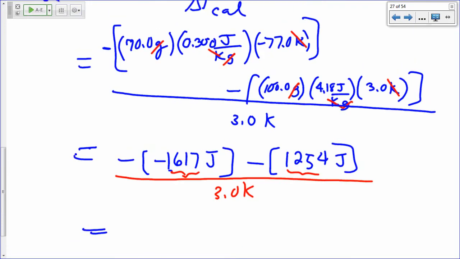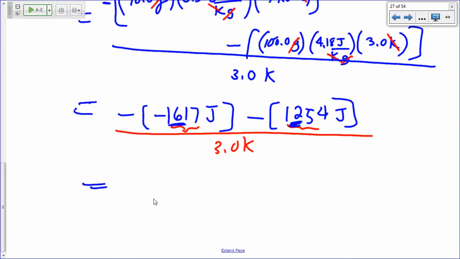Okay, let's look at our sig figs. This should have 3 sig figs, right? And this one should only have 2 sig figs. But we'll keep those extra numbers just for safety. You don't want to build up round-off errors. So what do you get?